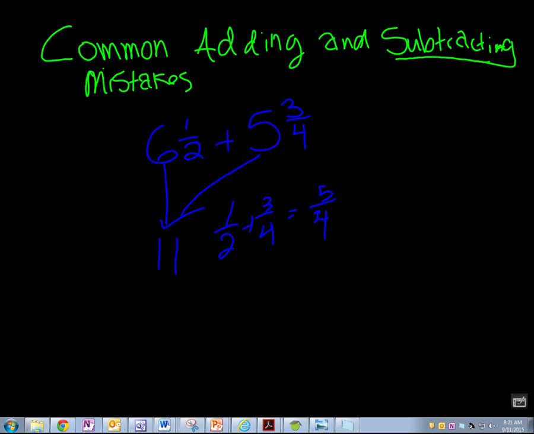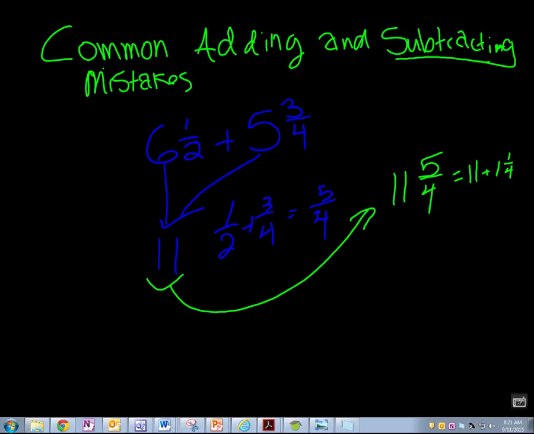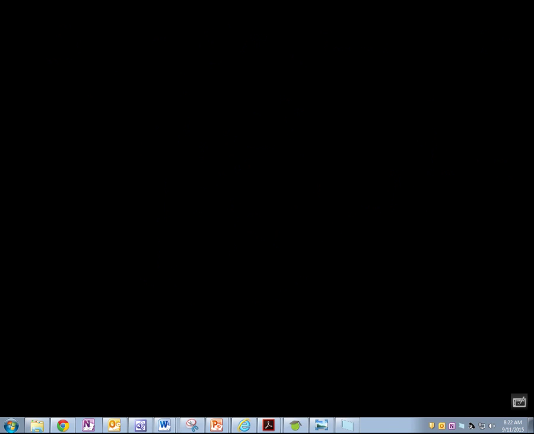A common error is you bring the 11 over, then you have 5/4, and you could forget that this is actually 11 plus 1 1/4. Did you guys notice that this is an improper fraction right here? There are a couple people that could do that. So that's one possibility that could happen. Let's look at it a different way: 6 1/2 and 5 3/4.